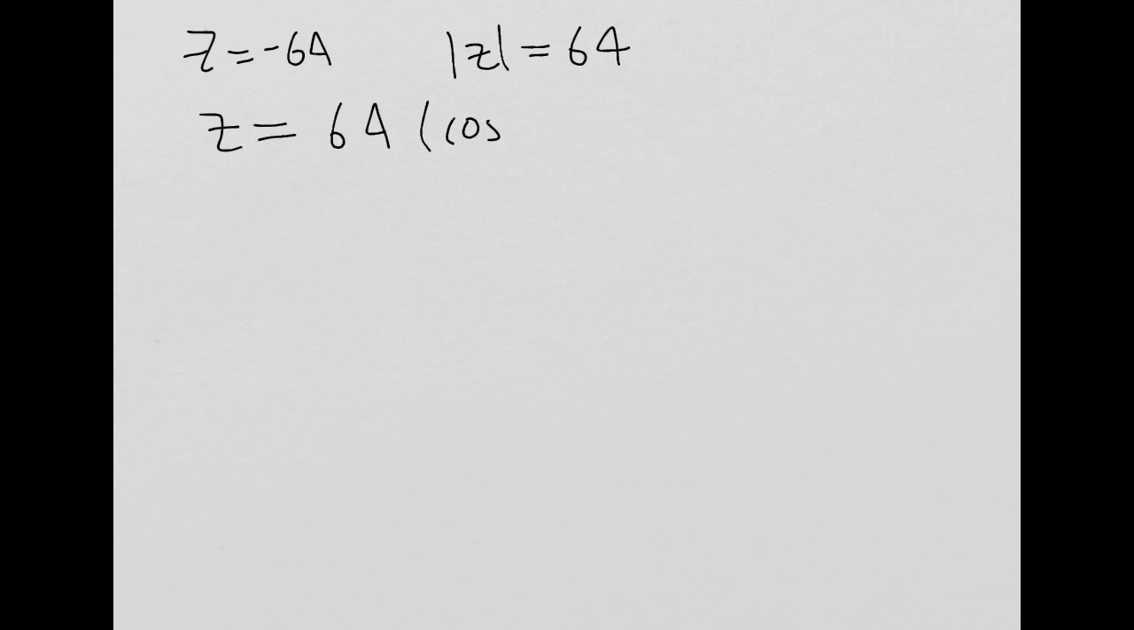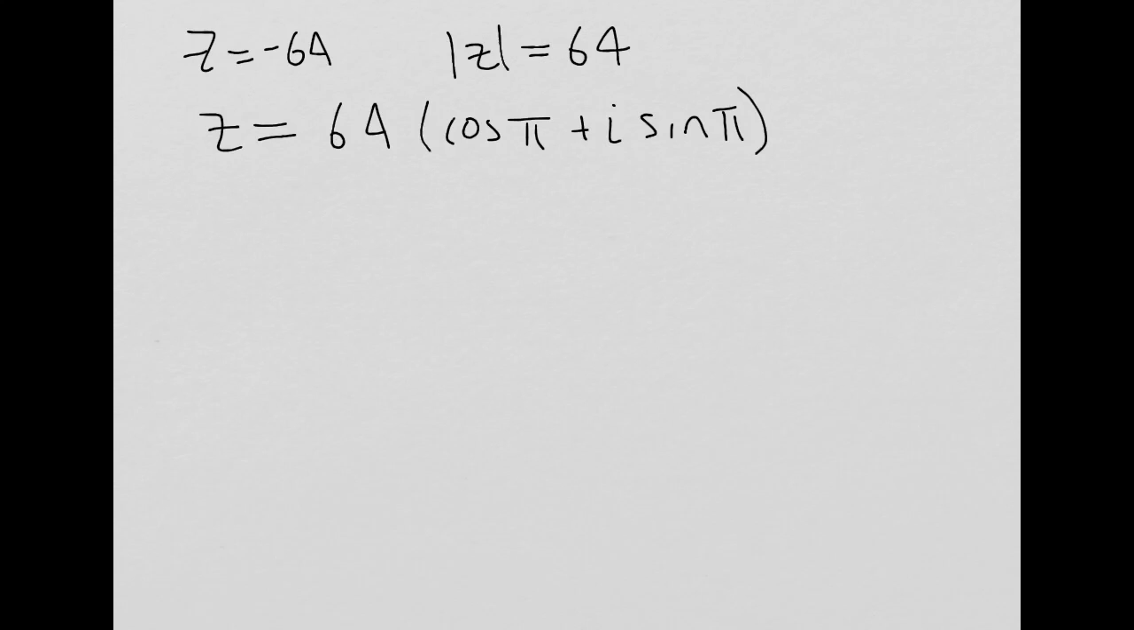So let's see if we can figure this out. If z equals negative 64, the modulus of z is just 64. So we get z equals 64 times cosine pi plus i sine of pi.